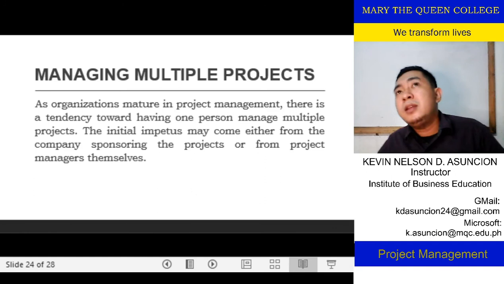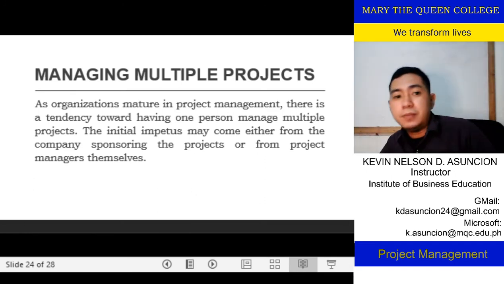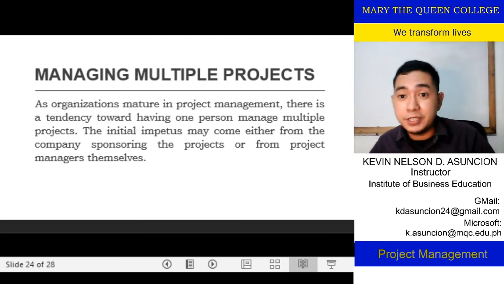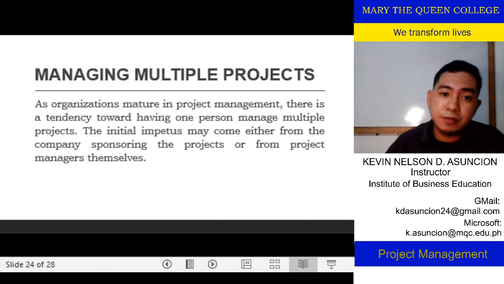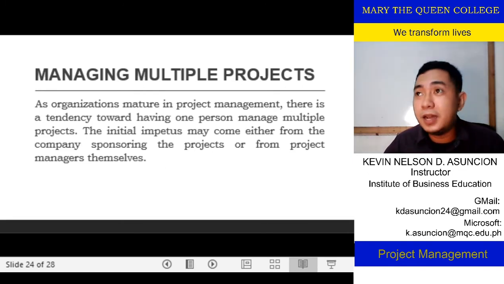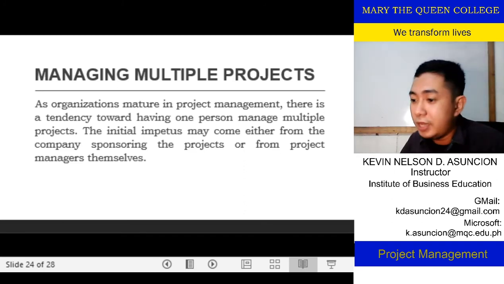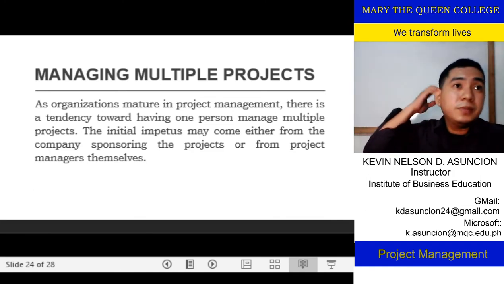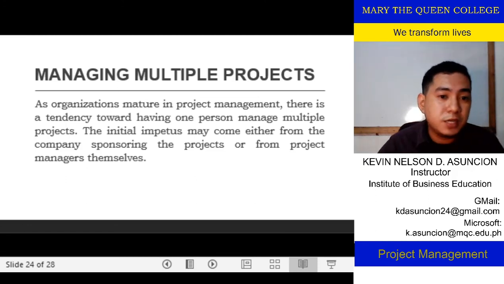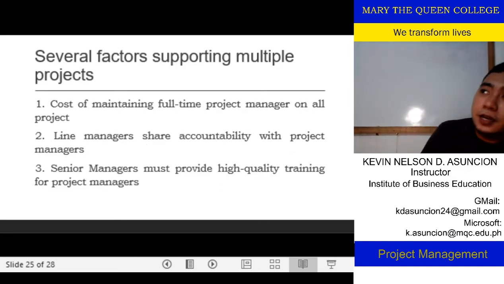And one area of improvement of project management is managing multiple projects. One thing about this, you don't just manage one project lang. Merong mga reasons why. As organizations mature in project management, there's a tendency towards having one person manage multiple projects. Merong dahilan bakit they allow other people in the organization to take other projects as well, especially with that kind of skills. The initial impetus may come either from the company sponsoring the projects or from the project managers themselves. Okay, let's talk about this.